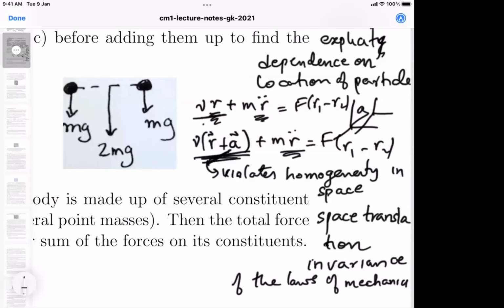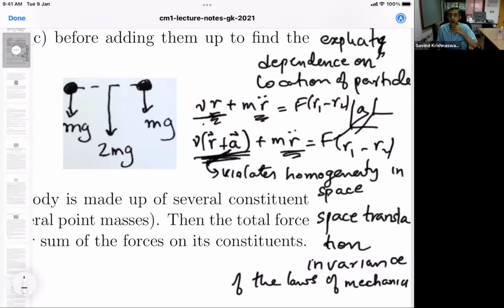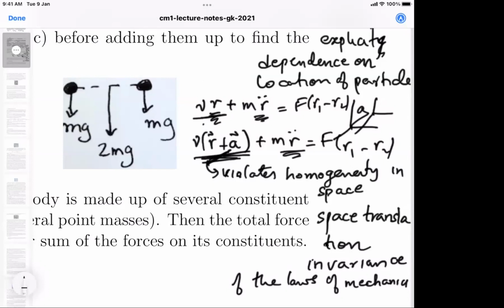Sir? Yes. This makes sense to me in the sense that the laws should not change when we translate in space. But I'm not able to properly reconcile this with the idea that a force can depend on space, on position. So if one has a force.